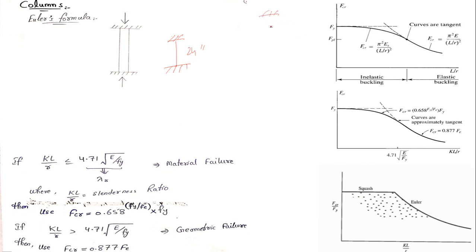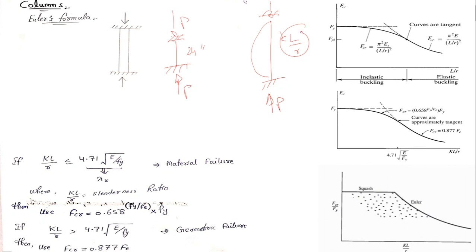And you may have a long column as well. Both are subjected to a compressive load P. Now, this column is very long. Its slenderness ratio is large as well. You may find L by R or KL by R. It would be large enough, and it tends to fail under buckling because it is unstable.